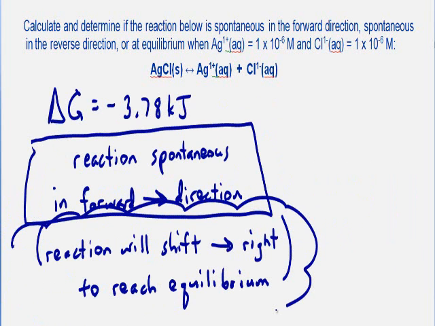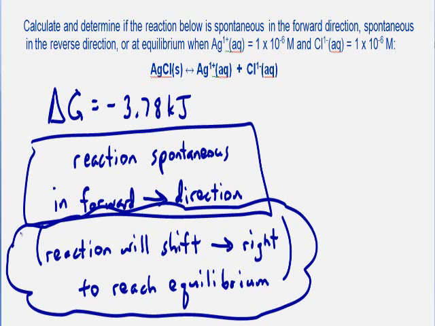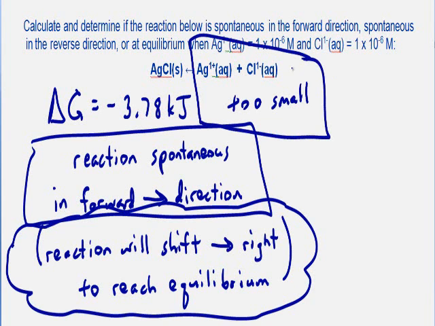For equilibrium, that's another way of saying that under these conditions the reaction is going to shift right to try to reach equilibrium. It's an indication that the ion concentrations of silver and chloride are too small. We're below the saturation point, so some of the solid is going to dissolve. The reaction is going to shift right, bringing the ion concentrations up until the system reaches its saturation point at equilibrium.